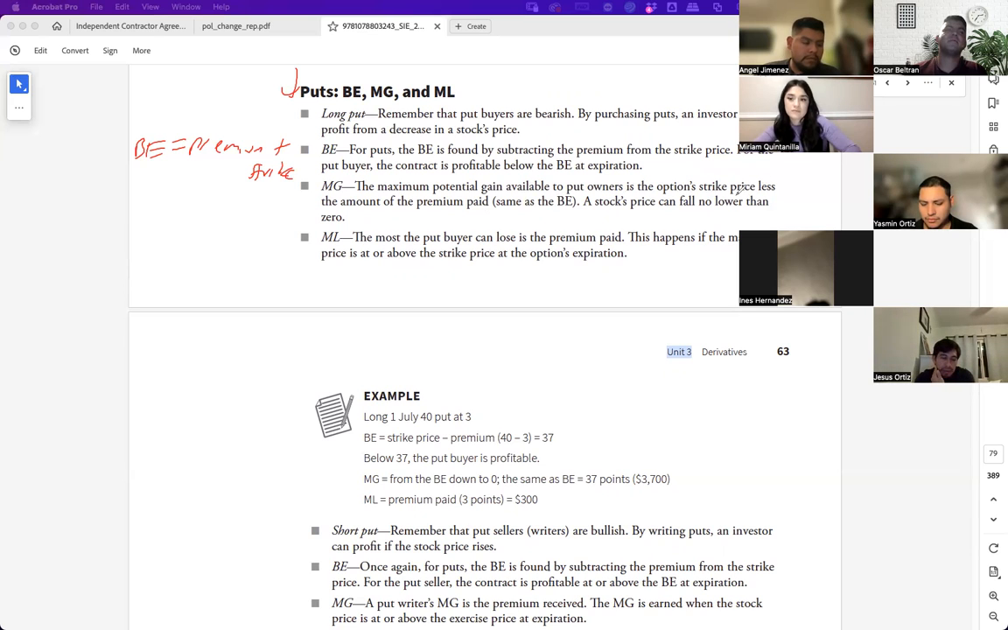It only changes when it's maximum gain and loss, right? Yep. Okay, is the option strike price less the amount of the premium paid? There it is. And then maximum loss, the most the put buyer can lose is the premium paid. Yeah, the most tedious part for the exam is if they give you a question about maximum gain, maximum loss, because for those questions, you gotta think about it for a second.